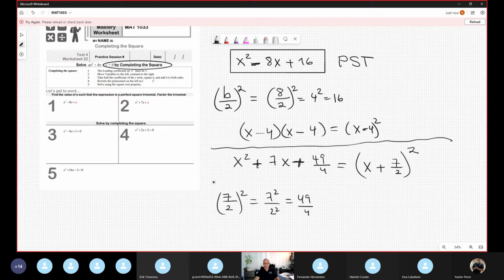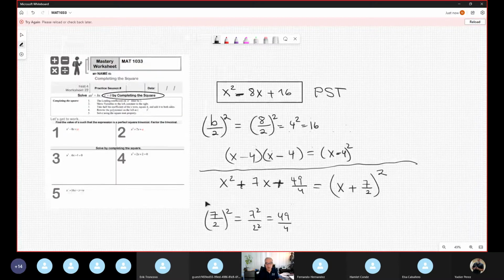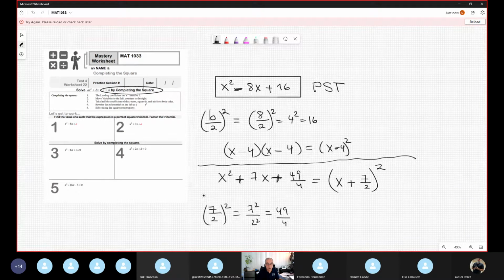You say, well, what is the application of this? The application of this is another way of solving the quadratic equation, using completing the square. Do I want to explain it there? No.